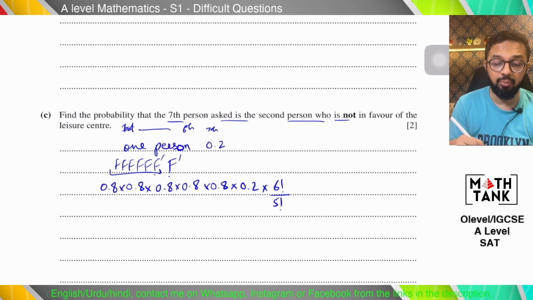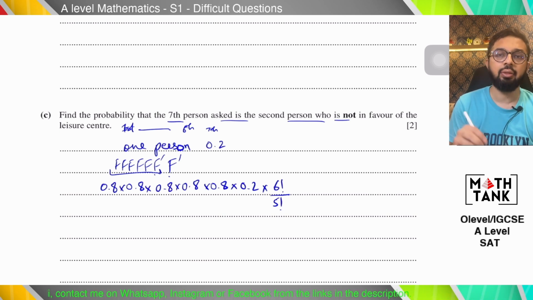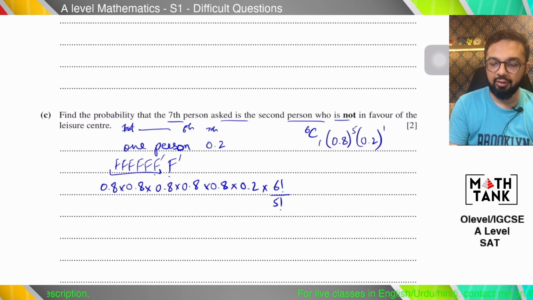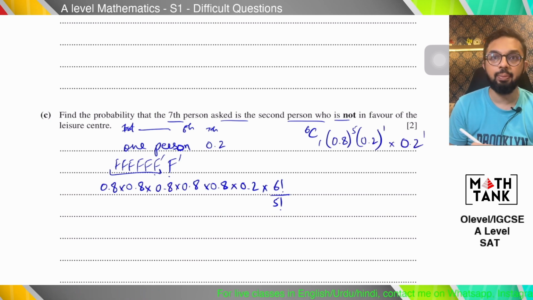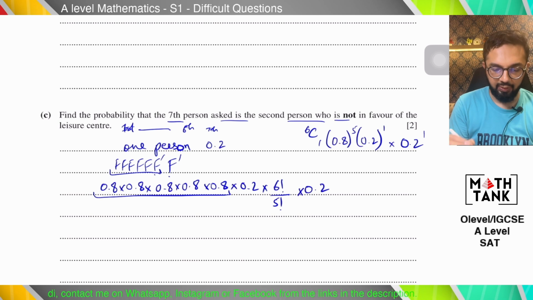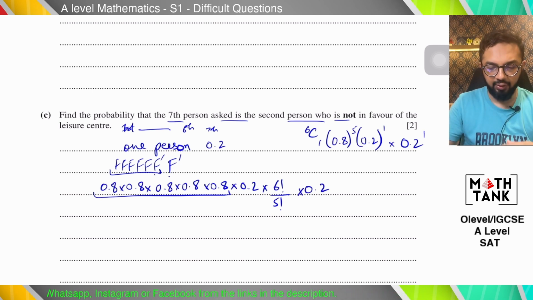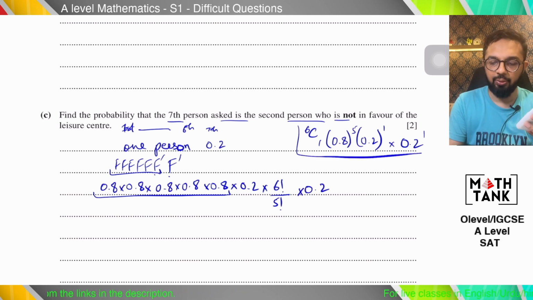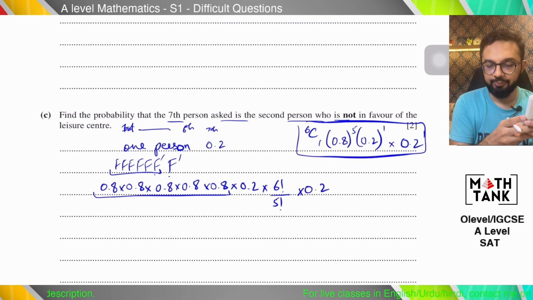I'm arranging them. Or I could also treat that as a binomial and say that I want one person to be not in favor, so the rest of the five should be in favor, and then I want one failure at the end as well. So that's the seventh person basically not in favor. So I'm going to put a 0.2 here as well. So five people in favor, then one not in favor, and they've been shuffled around. Otherwise, you could also do it with the binomial that I've done here.